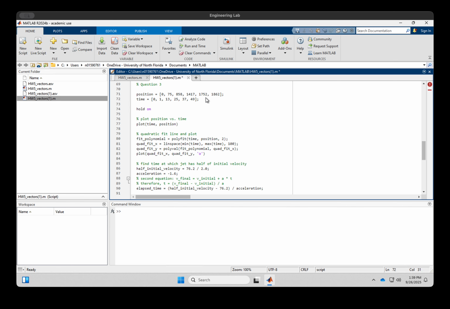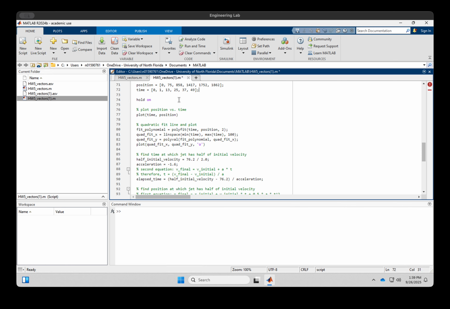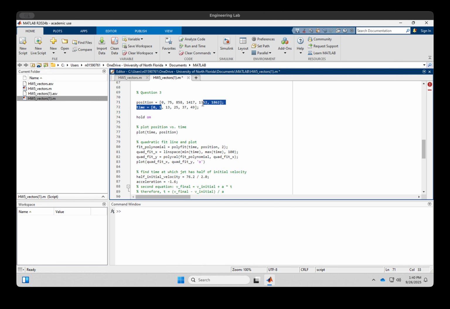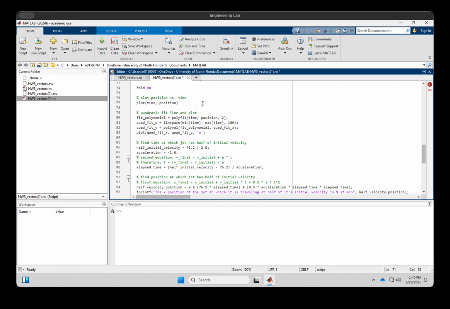It's traveling horizontally, by the way, the jet. So it's the x position. And it's traveling in the positive direction, or it's assumed to be. Because, well, these aren't negative, so yeah, it's traveling in the positive x direction.